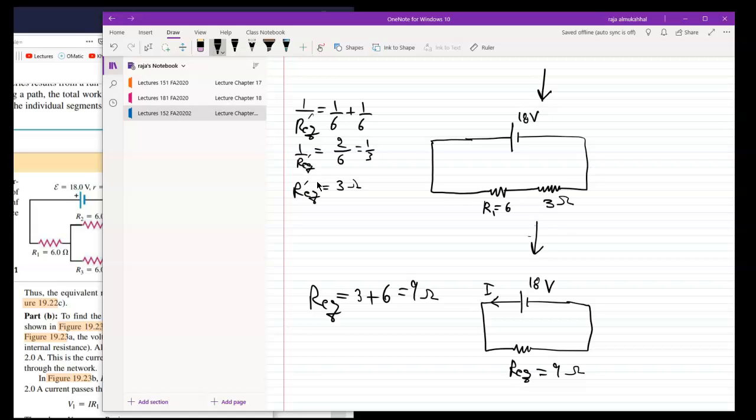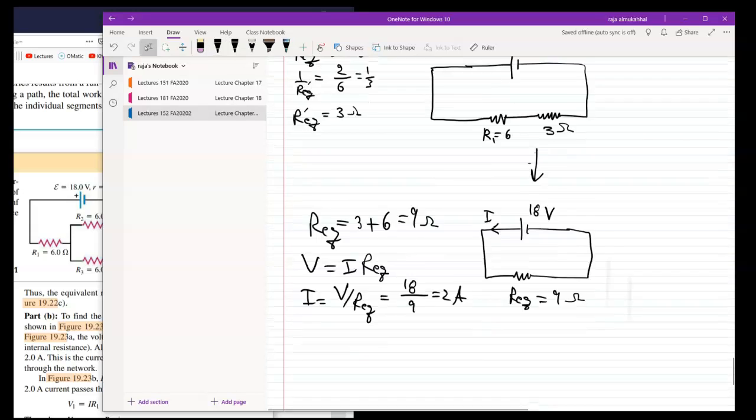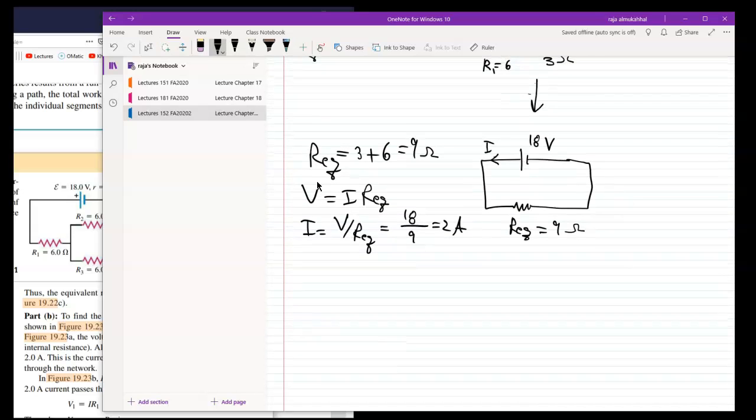Well, how do I find it? Well, Ohm's law. V equals I R equivalent. So I is equal to V over R equivalent. And of course voltage is 18 volt divided by 9, and that'll give me 2 amp, right? So here I have the current is 2 amp.